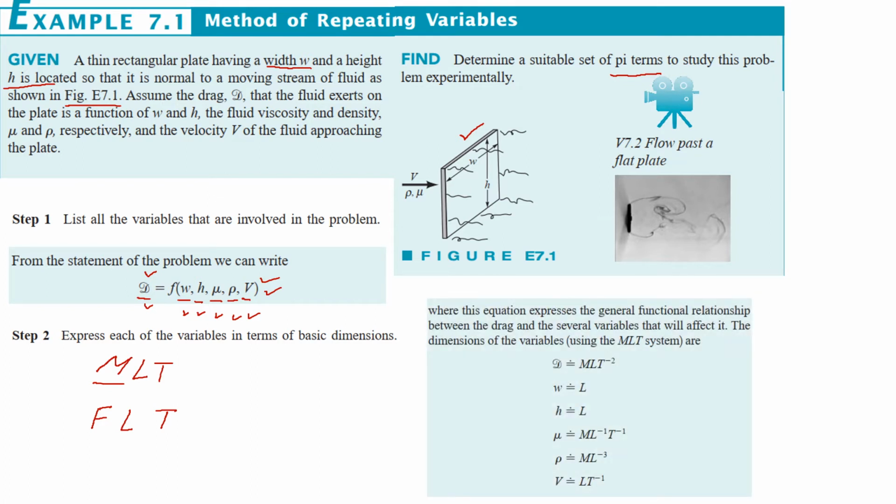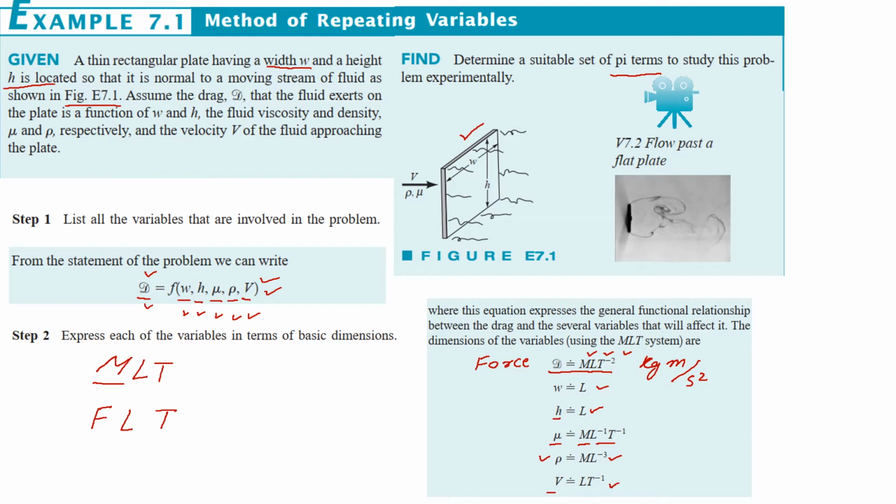So here drag is a force, so it will have the basic dimensions of a force, that is mass, kilogram meter per second square. So that's why it is M L T to the power minus 2. Width is a length, so it will have basic dimensions of a length. Height is also a length, so it will also have basic dimensions of a length. These are the basic dimensions of our viscosity, the dynamic viscosity. These are the basic dimensions of our density, and the basic dimensions of our velocity.